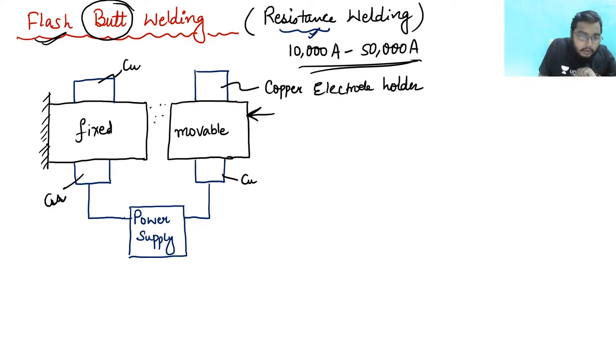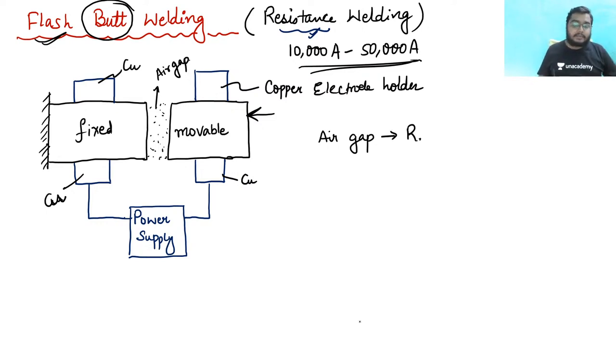It is connected with the power supply. Here is the air gap, clear? So you know that this is the air gap, fine. Now see, there is an air gap, and this air gap has some resistance. Clear? So the air gap will have some resistance.